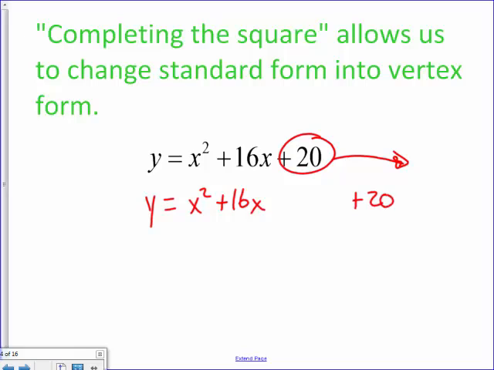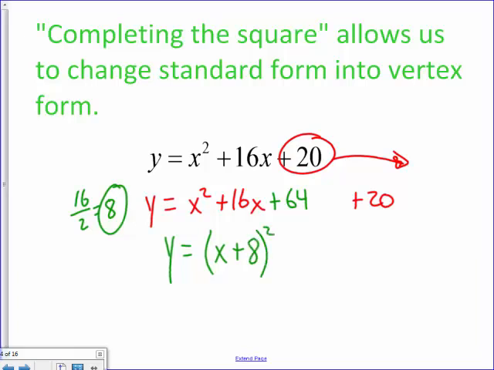And then I have to complete the square on the x squared plus bx part. Well, how do I do that? Remember, I take half of b, so I take half of 16, which is 8, and I square it to get 64. So there's my perfect square trinomial, and the reason we do that is because we want to write it in factored form, which in this case would be x plus, remember, the half of b goes in here, so positive 8 squared.